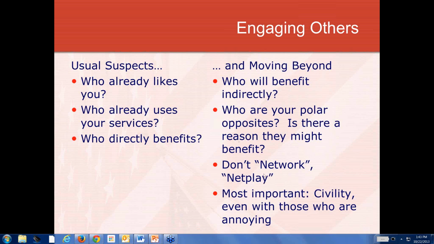One of my favorite things to think about is to not network, because I think that sounds like too much work. I like the idea of net play. Just try and find people who you really connect with, who you really want to work with, and then see how you all can work together. So that's just a word play on my part, but I really prefer net play because it just sounds so much more fun. And then most important when you're engaging others is that civility issue, even with those who are annoying. And I know we find that sometimes with legislators in D.C. and at the state level, but civility will get us a long way.